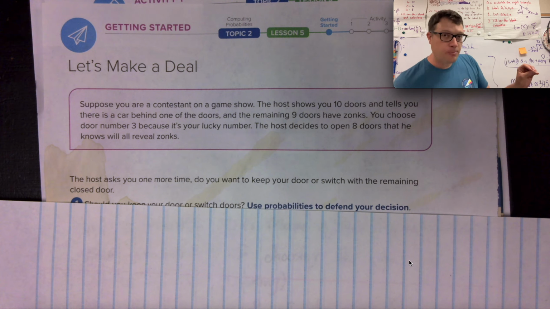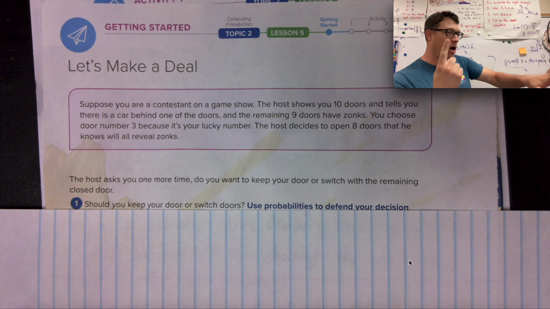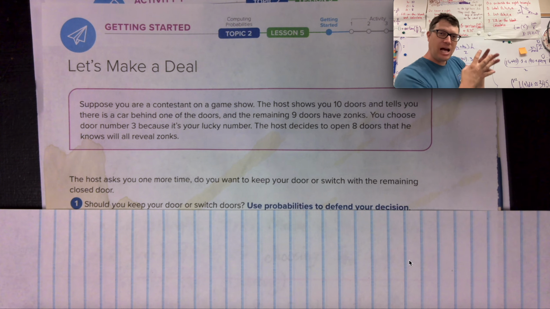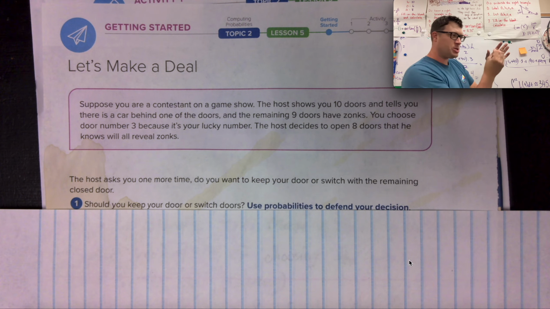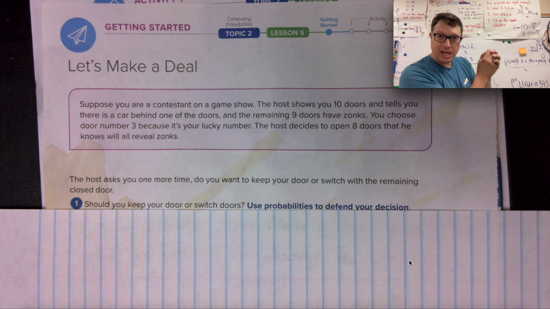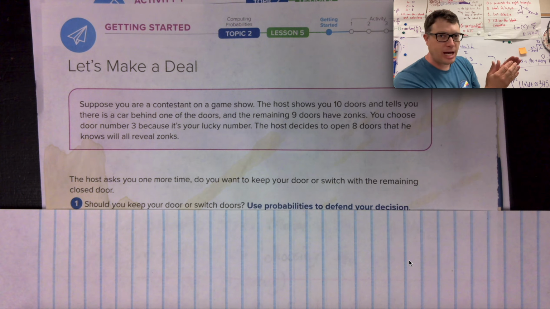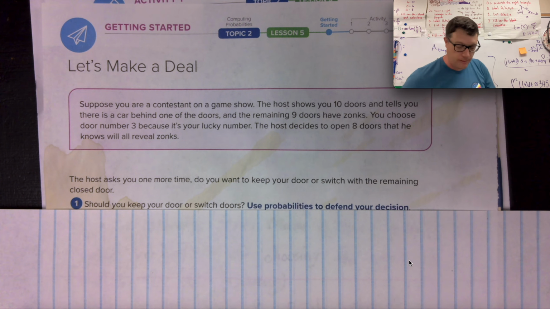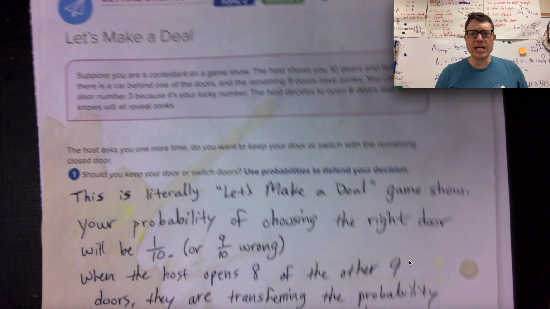9/10 right. Because if your door is 1/10 right, 9/10 wrong, then every other door collapses down in terms of it's the right door. They all collapse in their 1/10 being right probabilities to that final door that hasn't been opened yet. So it has a 9 out of 10 chance at being the right door. You should totally switch. This is literally Let's Make a Deal.